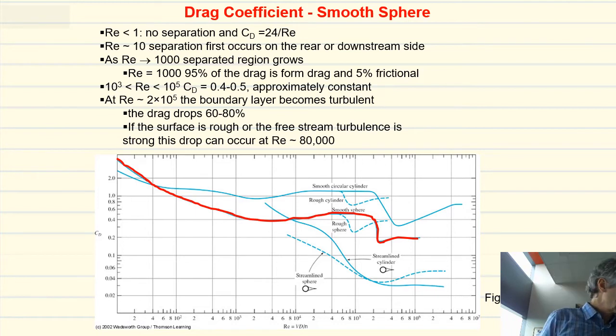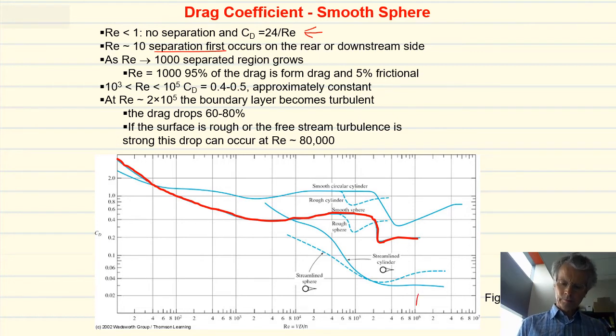And here we have a detailed discussion of what's going on for the drag coefficient on a smooth sphere. I've highlighted that already in red on the plot. At very small Reynolds numbers, less than 1, there's actually an analytical solution for the drag coefficient. C_D is equal to 24 over the Reynolds number. That's sort of analogous to the expression for the friction factor for laminar pipe flow, which is 64 over the Reynolds number. As the Reynolds number increases, at a Reynolds number of 10, that's when separation first occurs.